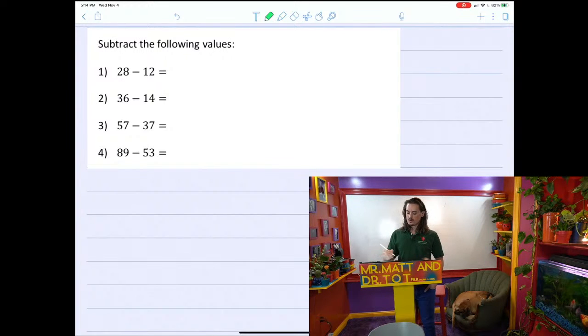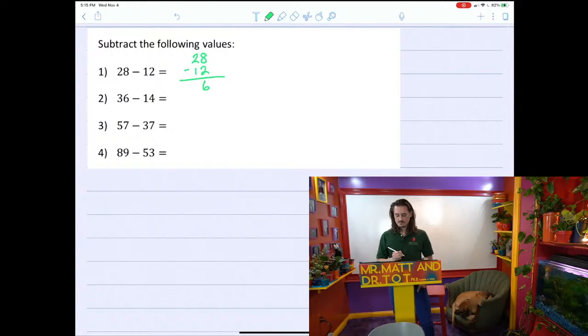Here, I'll solve number 1 with you. 28 minus 12. We just go digit by digit. Looking at the ones units, we have 8 minus 2. 8 take away 2 is 6. In the tens digits, we have 2 take away 1. 2 minus 1 is 1. So the answer here is going to be 16. I'll give you 3 minutes. Please look at 2, 3, and 4.